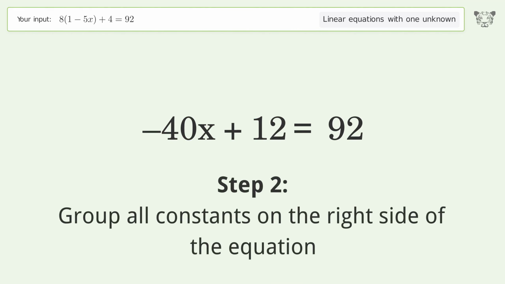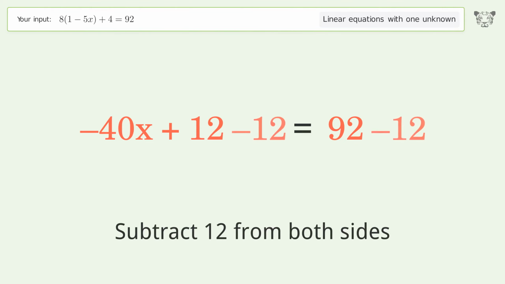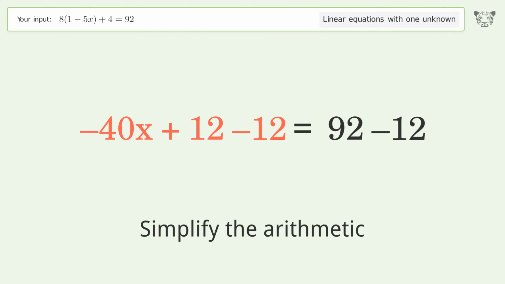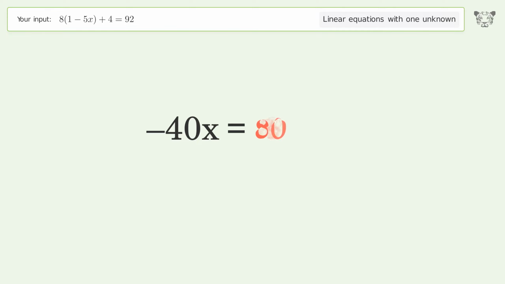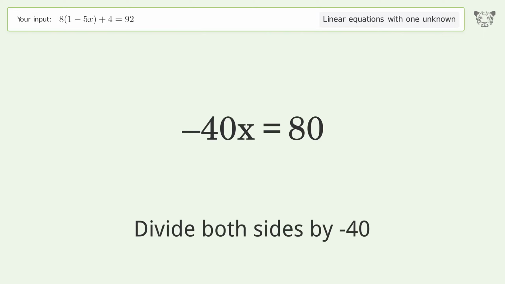Group all constants on the right side of the equation. Subtract 12 from both sides. Simplify the arithmetic. Isolate the x. Divide both sides by -40.